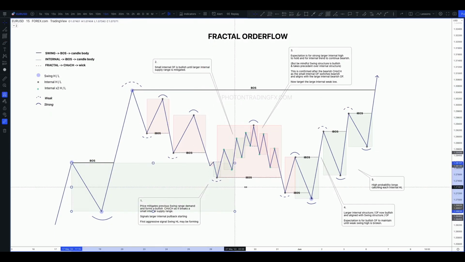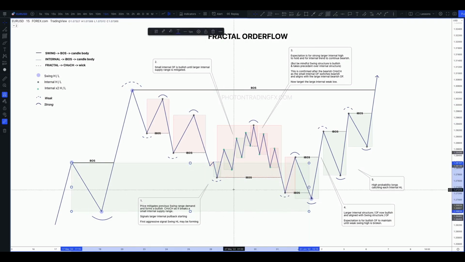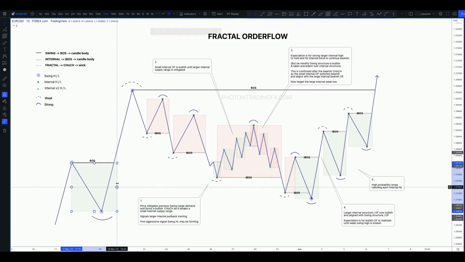And when price pulls back down into this demand range, that's when it's higher probability to then be looking for longs, right? And of course, if we're looking at actual supply and demand zones within that, we'd be looking for refined pivot zones, et cetera, et cetera. But for now, let's just focus on the ranges, because we're looking at the overall order flow. So we have a swing break of structure, we're expecting a swing pullback.